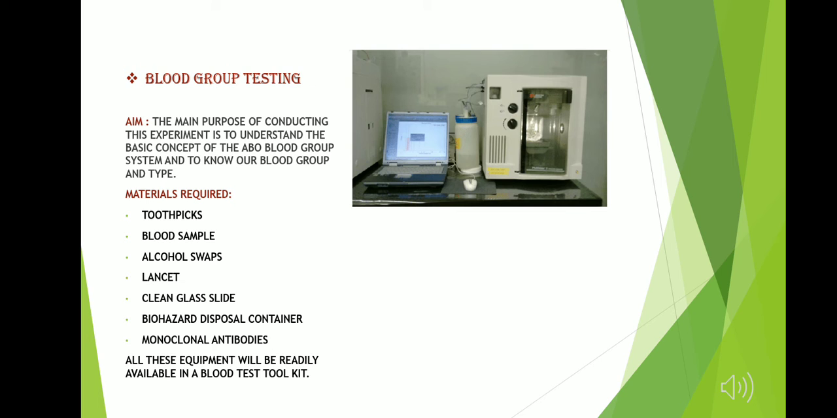Usually we need toothpicks, blood sample, alcohol swabs, lancet, clasp, slide, biohazard disposal container, monoclonal antibodies. All these equipments will be readily available in the blood test toolkit if available.